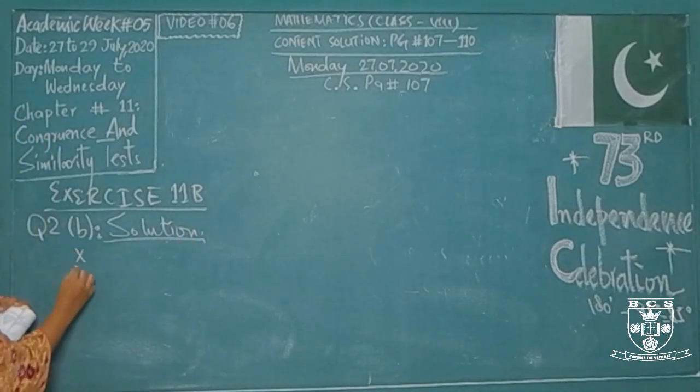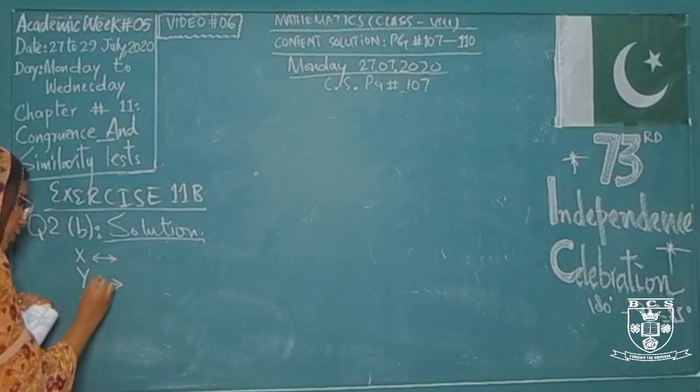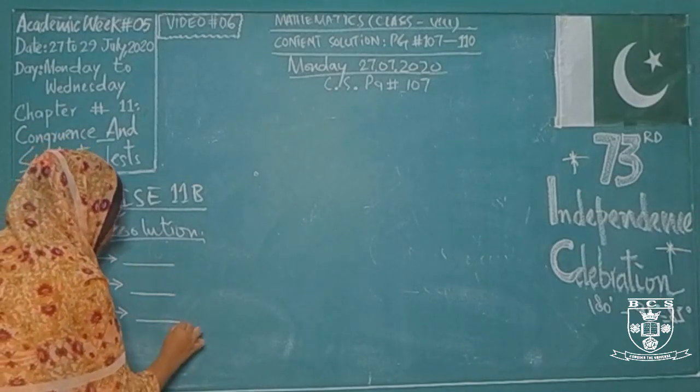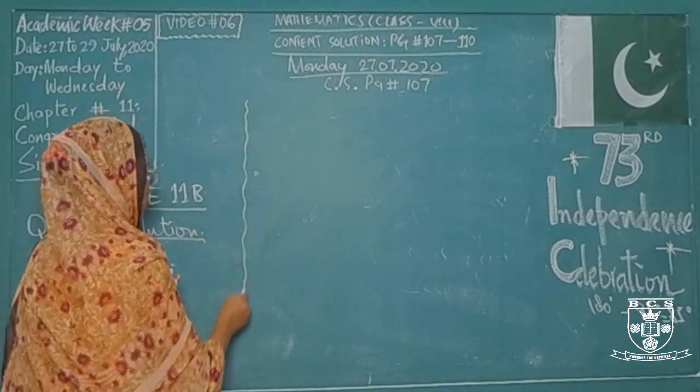So XYZ, and these are corresponding to... we have to find these points. Right after that we have the three different ratios.